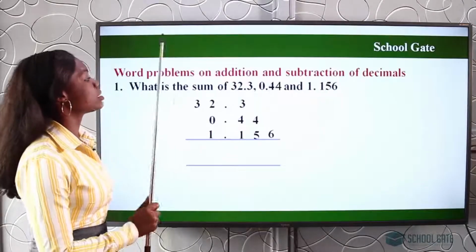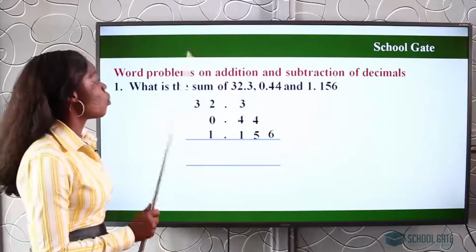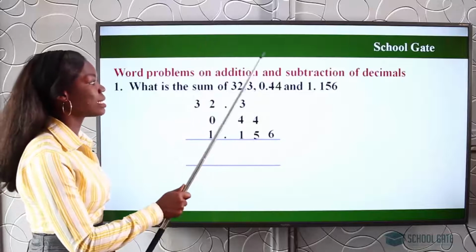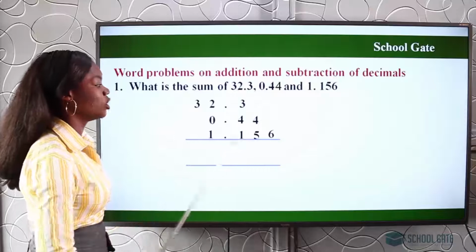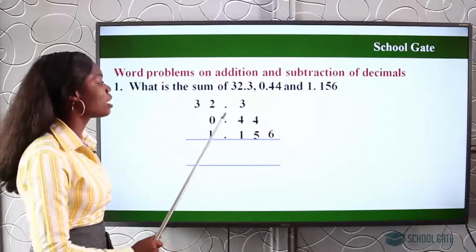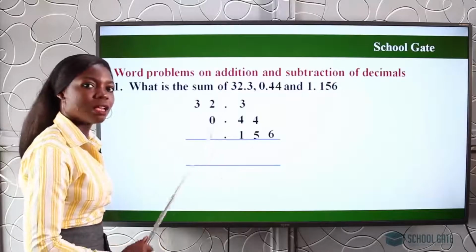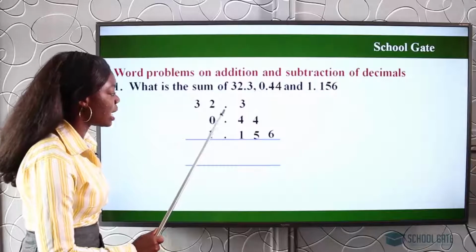Now, what is the sum? If you hear the word sum, you know it has to do with what? Additions. What is the sum of 32.3, 0.46, and 1.156? Now, when you're doing your additions or your subtraction, make sure the decimal points are on the same line, okay? So that you'll be able to add well. So now we have placed it there in the same line.